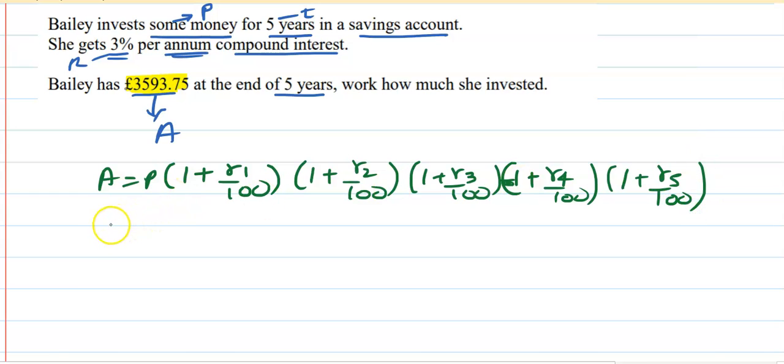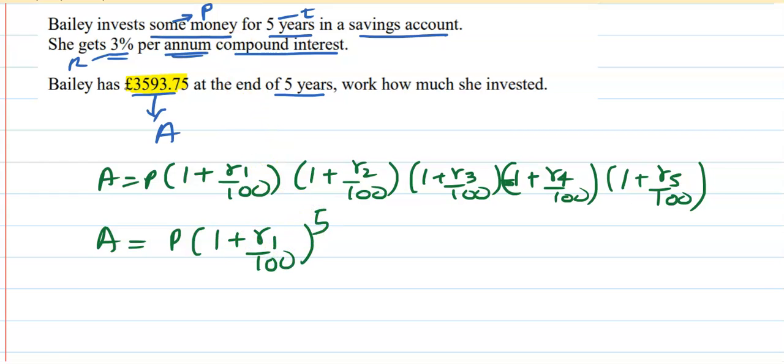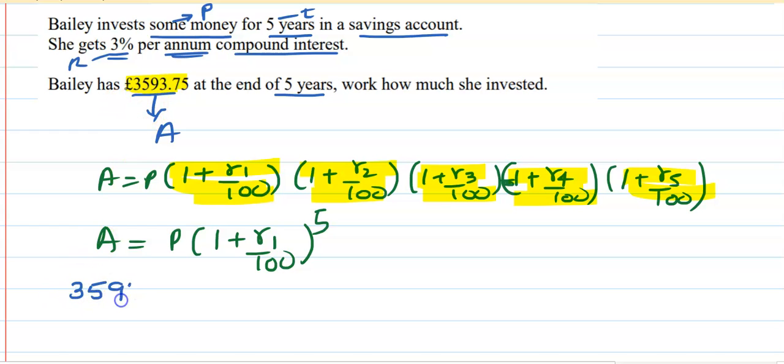If you don't want to write it like this, you can write A equal to P times 1 plus R1 over 100 to the power 5, because you are getting 5 times. This is 1, this is 2, this is 3, this is 4, and this is 5. So you can write power 5. Now the amount is given, 3593.75. P you need to find, and the rate is 3%, so it will be 1 plus 3 over 100 to the power 5.